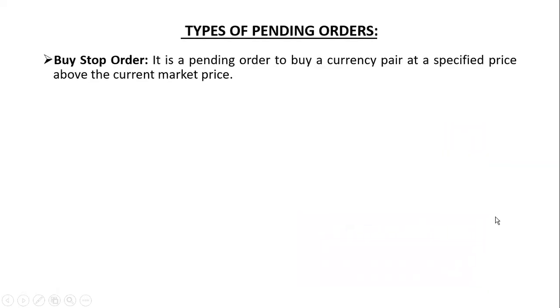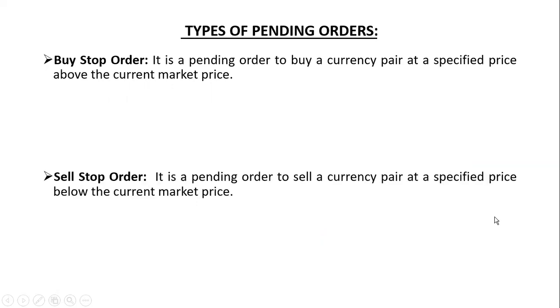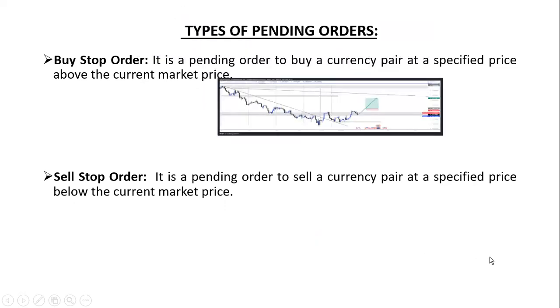Now, let's continue with the pending orders. Now we have buy stop and sell stop. The buy stop order is a pending order to buy a currency pair at a specified price above the current market price. And the sell stop order is a pending order to sell a currency pair at a specified price below the current market price. So let's look at an example of them.